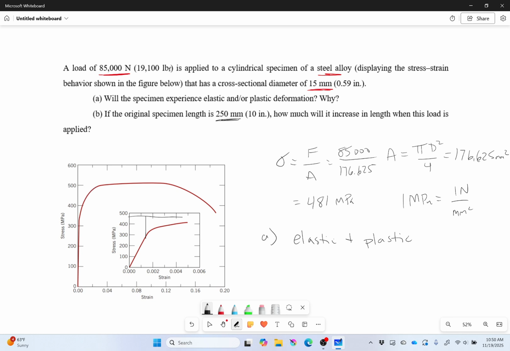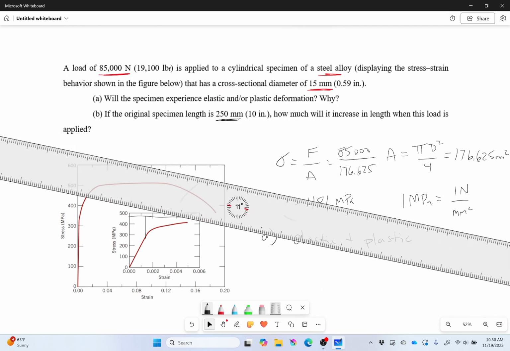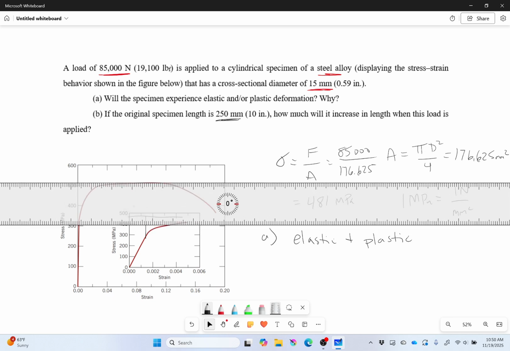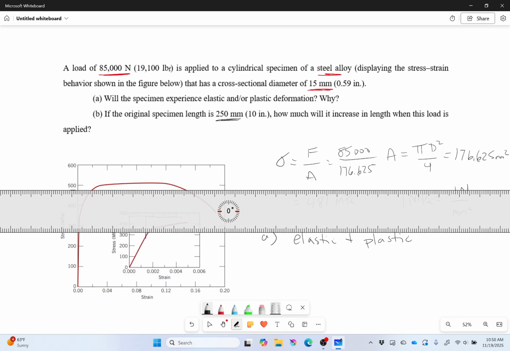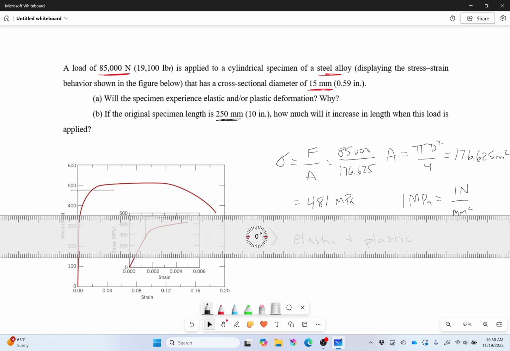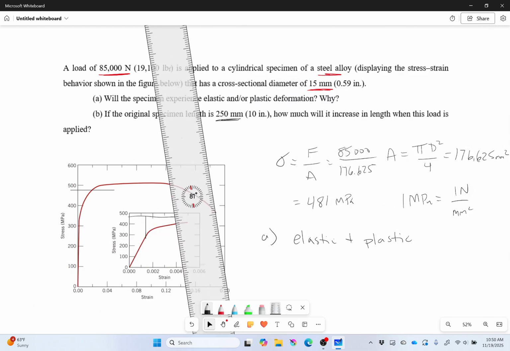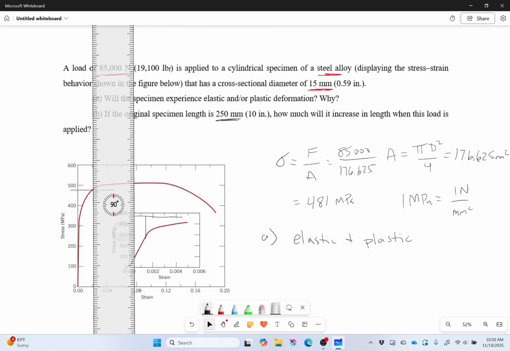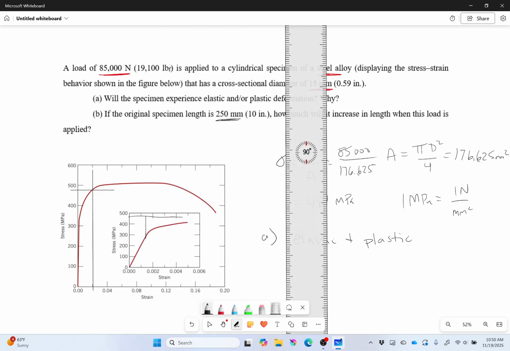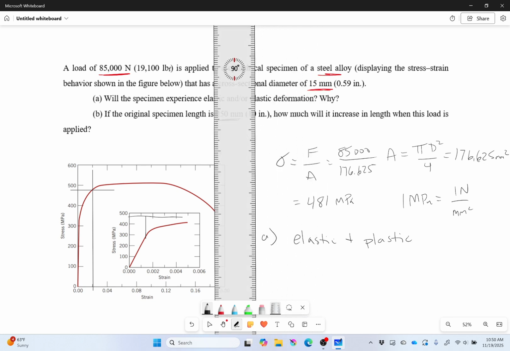We find 481 and we go across until I hit my curve. So I'm going to say 480 is right about there. Oh, maybe a little bit down. There. Okay. And now I'm going to go at a right angle from that point and go down. Beautiful. And so, oh, that almost intersects perfectly. I'm going to pretend like it does intersect perfectly. And so I'm going to get a strain then of 0.02.